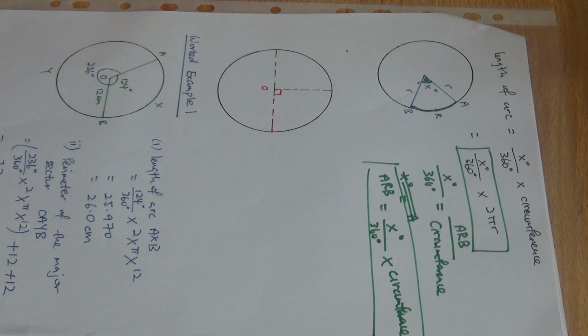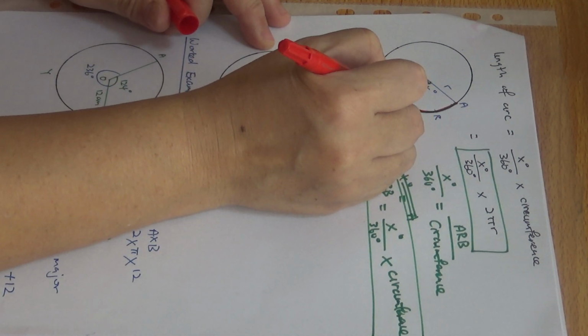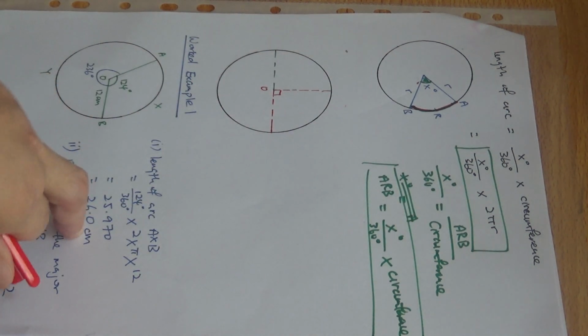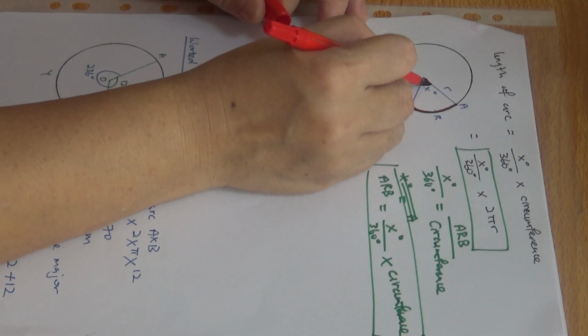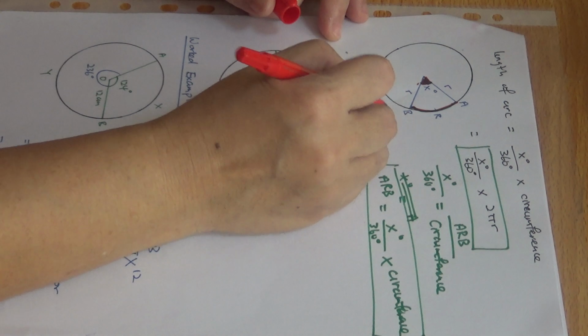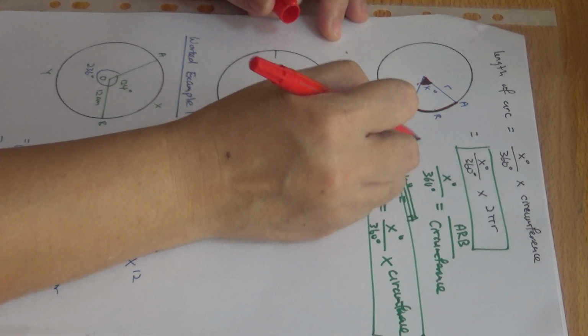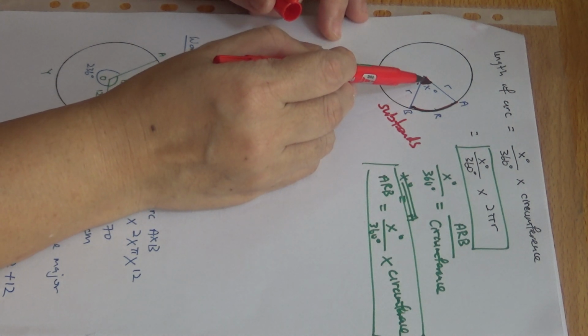And there's another term that I want you to take note of. Now, if this is the arc that we are referring to, the arc ARB, this will be the angle that is subtended at the center by the arc ARB. The word is called subtends. So this arc subtends this angle.